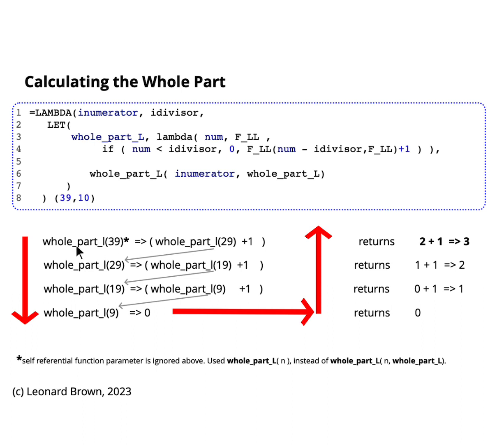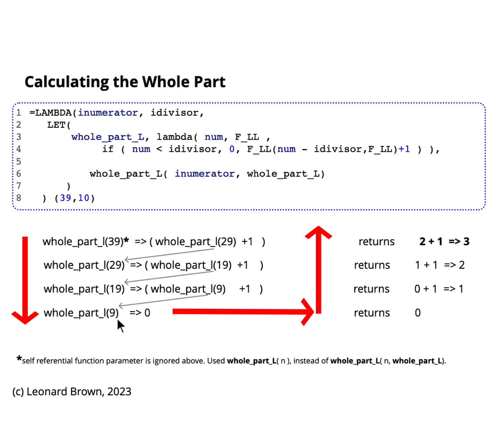So whole part of 39 is equal to whole part, because this is a placeholder for whole part, of 29 plus 1, which is what we see here. So it makes a second call to whole part with 29. Whole part of 29 is whole part of 19; again, we subtract 10, plus 1. Whole part of 19 is equal to whole part of 9 plus 1. Whole part of 9 is less than the divisor of 10, so it returns 0.